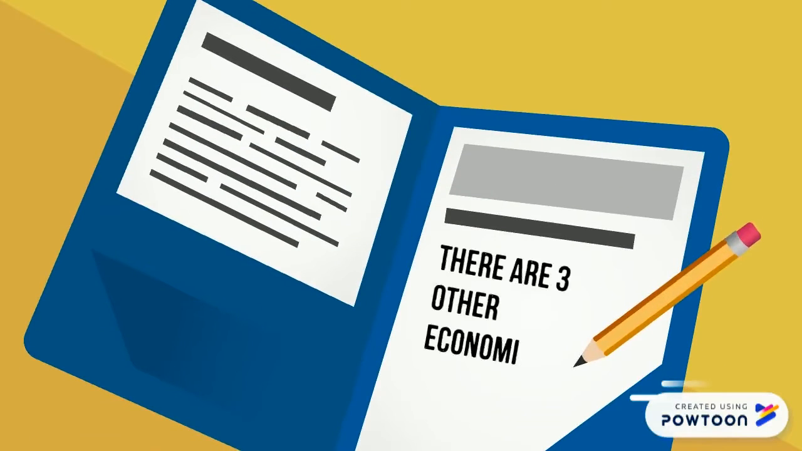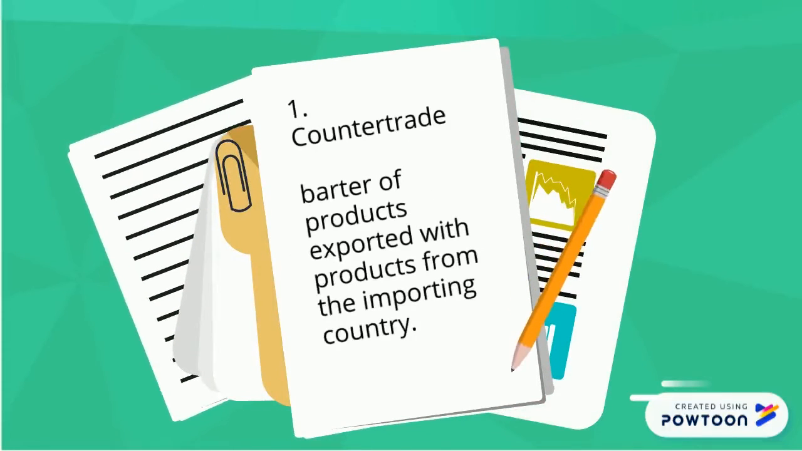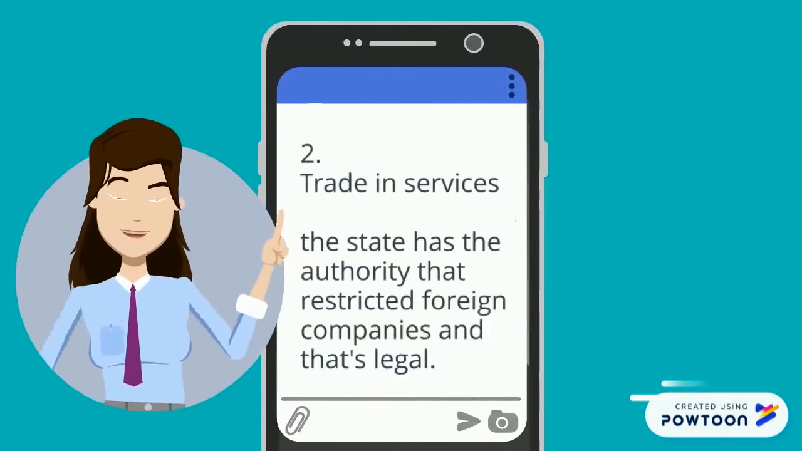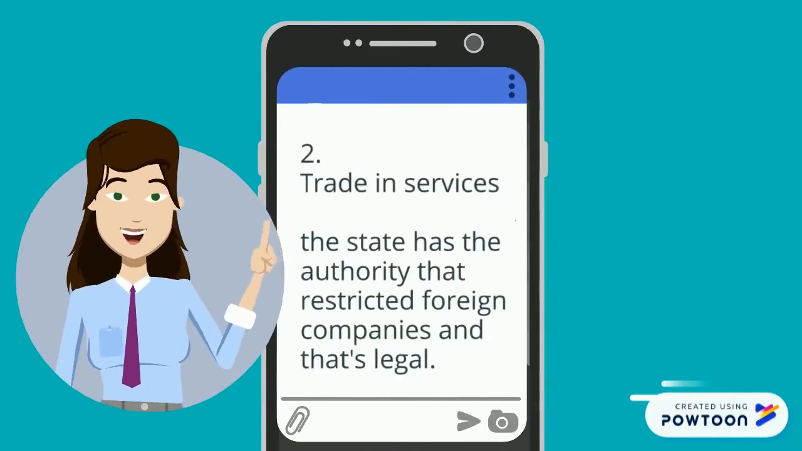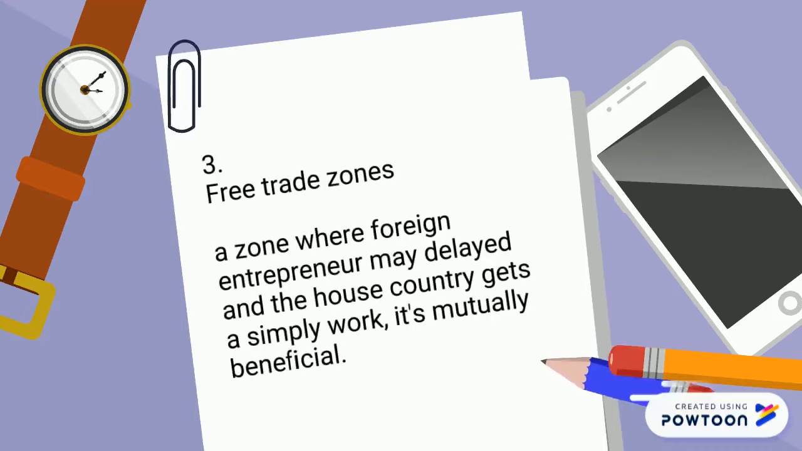Other obstacles. They are: first, counter trade. It is simply bartering between countries despite its disadvantage. Then, second, trade in service. The state has the authority to restrict foreign companies, and that is legal. The last, third, free trade zone. A zone where foreign entrepreneurs may delay paying fees and the host country gets assembly work. It is mutually beneficial.